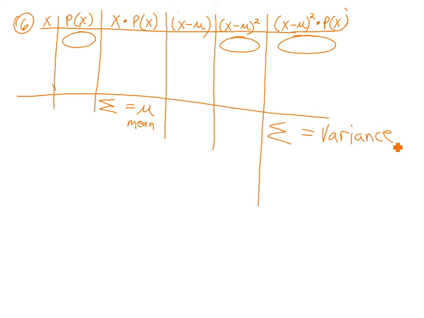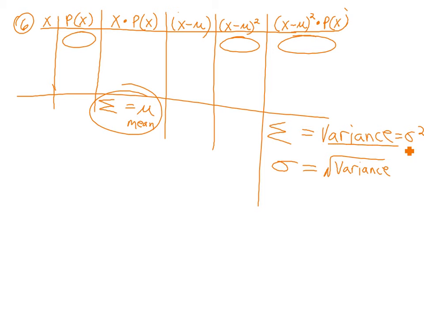Once you find your variance, to find your standard deviation, remember that's your sigma. Variance is sigma squared. Standard deviation is just sigma. To find your standard deviation, you just take the square root of whatever you got for your variance. Then you would have your mean, your variance, and your standard deviation.